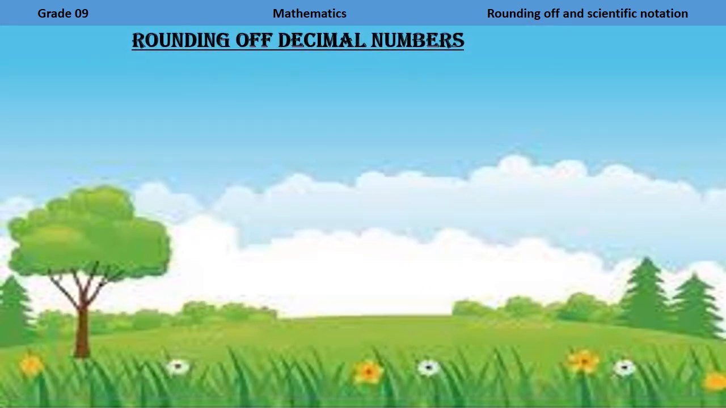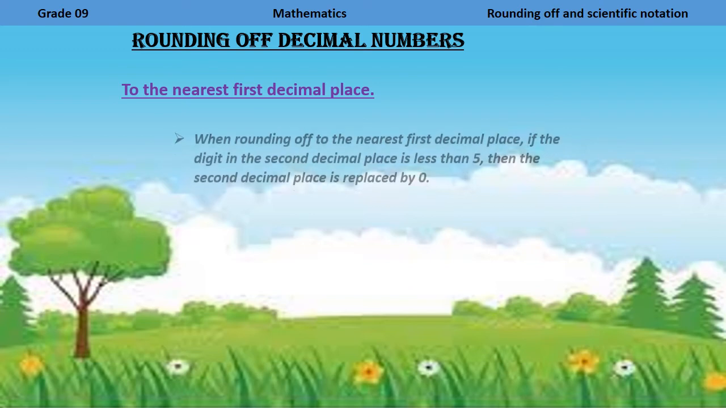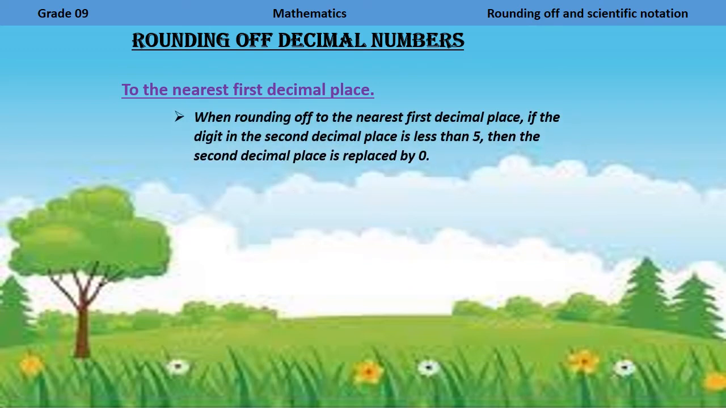When rounding off a number to the first decimal place, we consider the digit in the second decimal place. When rounding off to the nearest first decimal place, if the digit in the second decimal place is less than 5, then the second decimal place is replaced by 0. 12.73. Here 3 is the digit in the second decimal place, so we have to replace it by 0. Answer is 12.7.